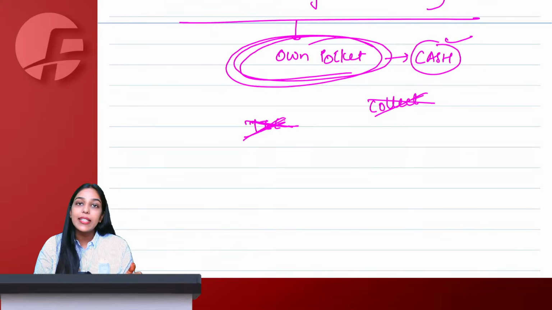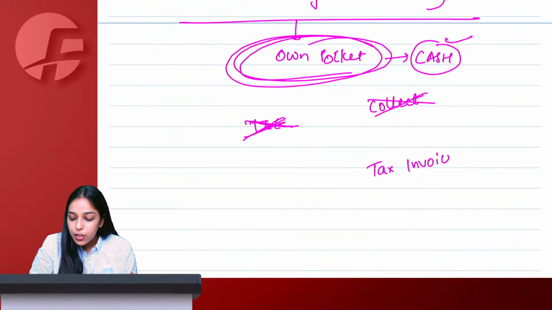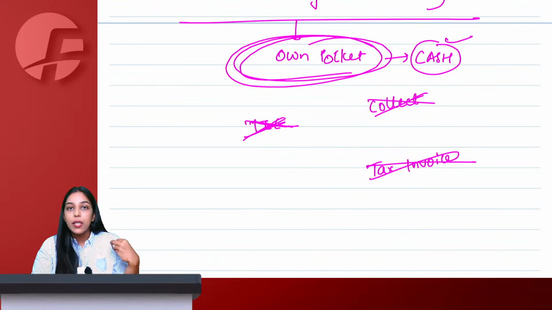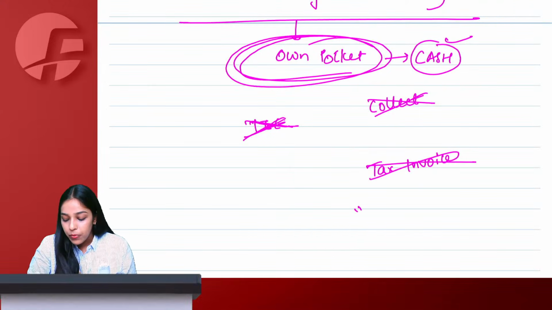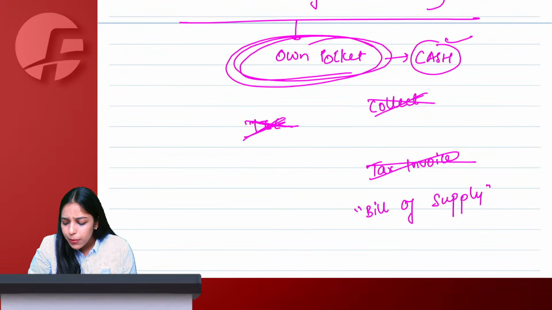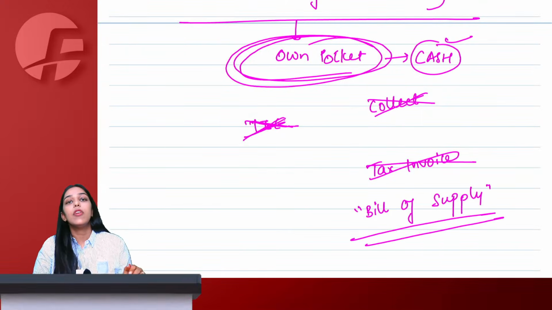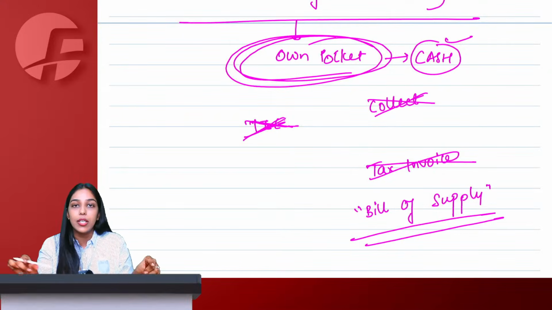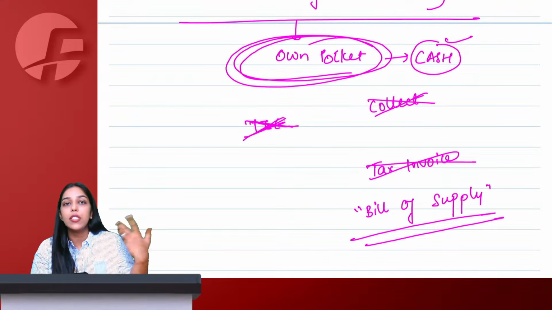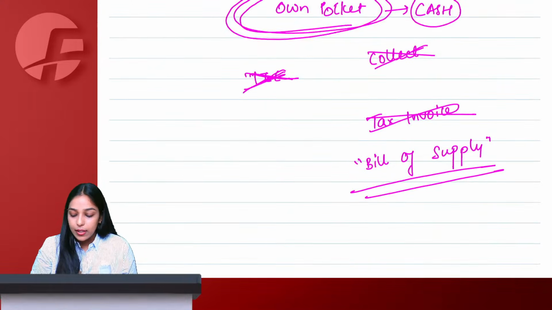Because you cannot collect these amounts from customers, you cannot issue a tax invoice, because while issuing a tax invoice you collect tax from customer. So what we are going to issue will be known as bill of supply. A composition person while making supplies will issue a document named as bill of supply, on which it will give a declaration that I am a composition taxable person not eligible to collect taxes.